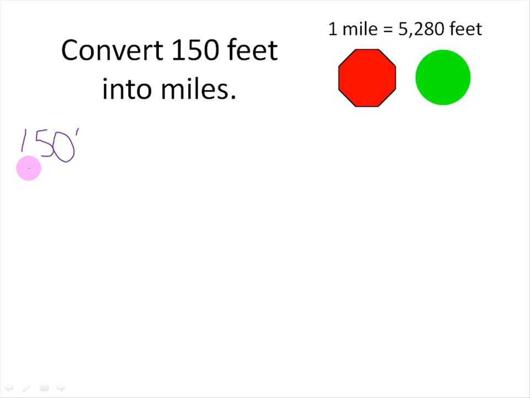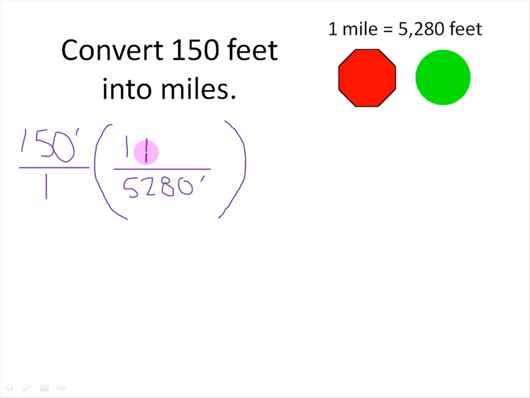150 feet. Well, for simplicity's sake, I'm going to put that into a fractional form. So now I'm multiplying a fraction times a fraction. And I'm going to write the number 1 in fractional form, with feet on the bottom because I have feet on the top here. So I'm going to multiply that times 5,280 feet, and this is going to be 1 mile. Alright, my feet cancel with my feet, and it becomes a pure number. So now I have 150 times 1 mile. That's going to just equal 150 miles.